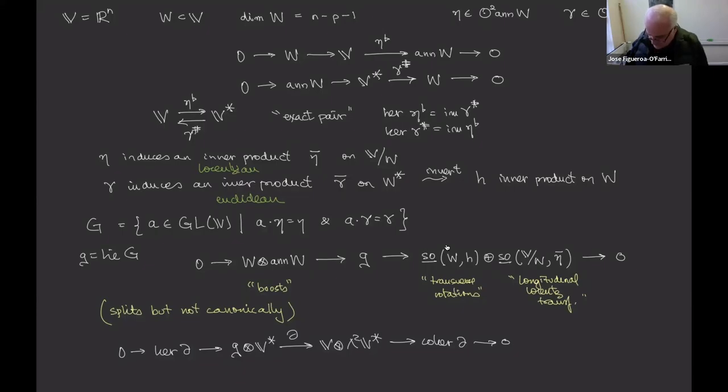let me tell you a few things about this sequence in the case of this p-brane Galilei thing. So the first thing is, of course, as before, we find that the kernel is isomorphic as a G-module to the co-kernel.